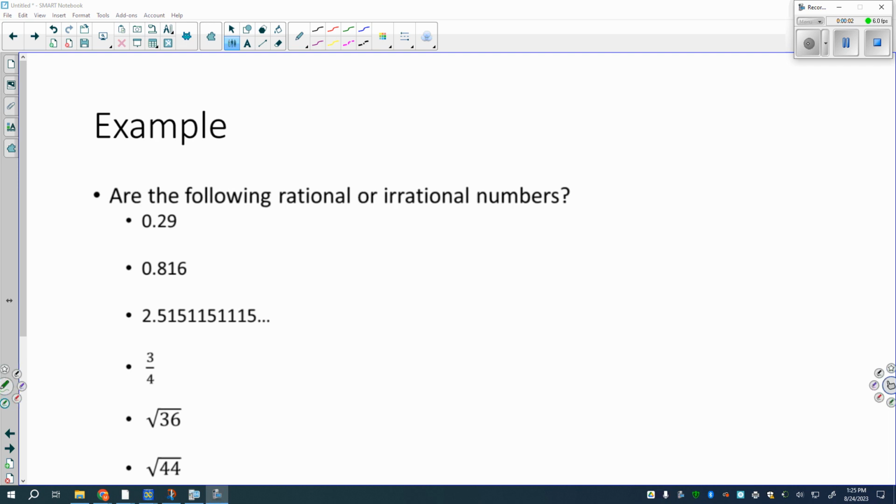So if we're looking at these, rational or irrational, first one, it terminates, it stops. It's rational. 0.816 terminates. It's rational.